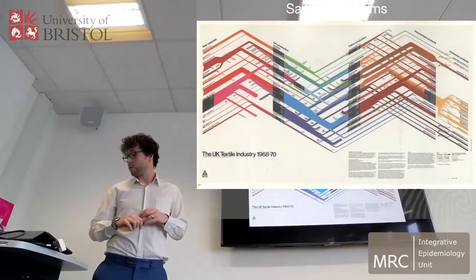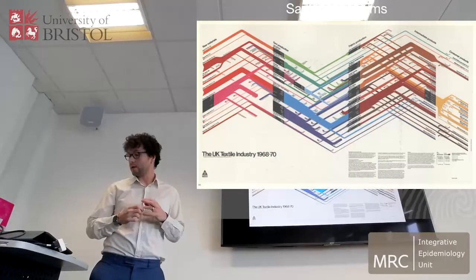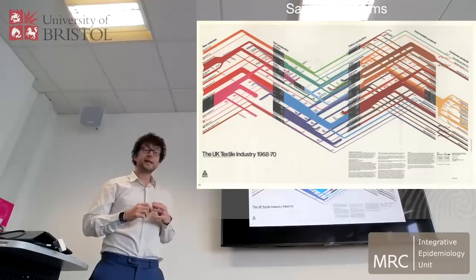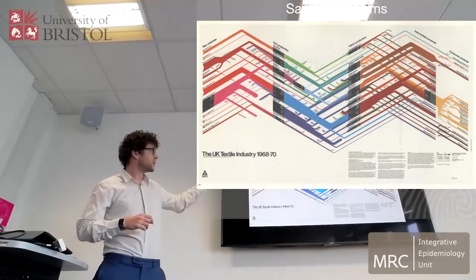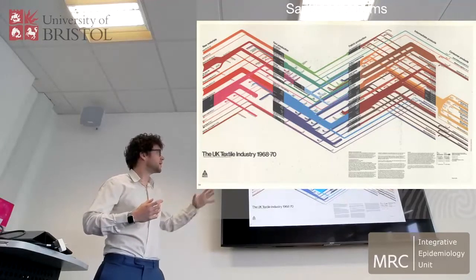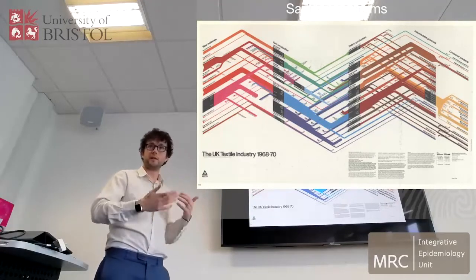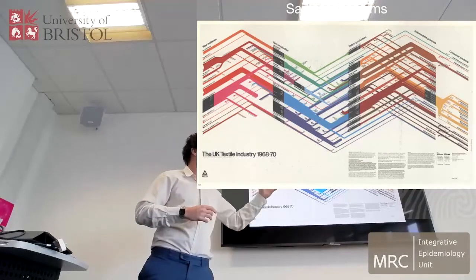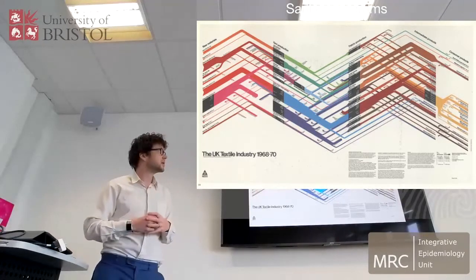There's another slightly more complex example of a Sankey diagram that was designed in 1972, and it shows the UK textile industry. So on the left-hand side we have raw materials, cotton and wool and things like that. Then we have yarn production, so they get spun into different yarns. Those get churned into different fabrics, and then at the end they turn to their end uses.